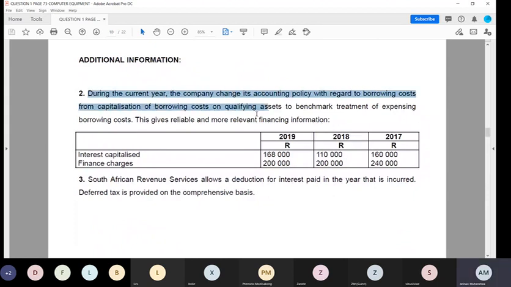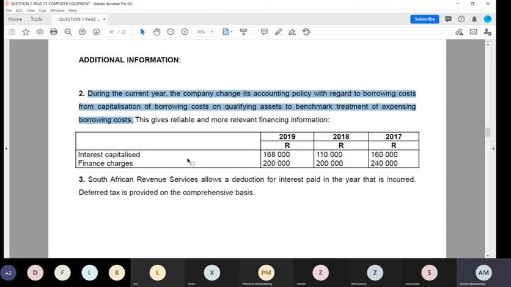This is the information here. It is given as this. So you just need to know where to disclose it. It is disclosed on the note of change in accounting policy. There are marks for that. And if you don't do that, you miss those marks. You're not going to get any.